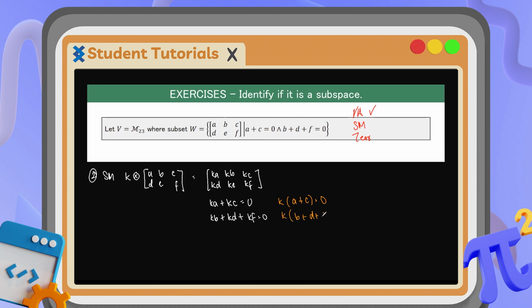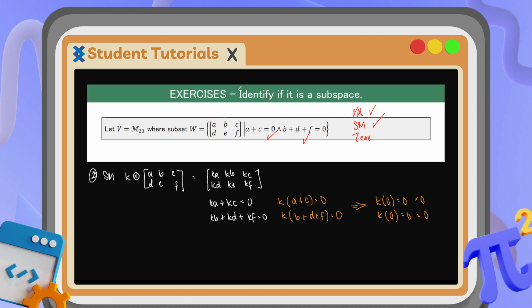giving us this result. And then, based from the properties, a plus c is equal to 0 and b plus d plus f is equal to 0. So we substitute these two with 0. So that gives us k times 0 is equal to 0 and k times 0 is equal to 0. So since both are equal to 0, it satisfies both properties since each equation was equal to 0. So therefore, it satisfies scalar multiplication.